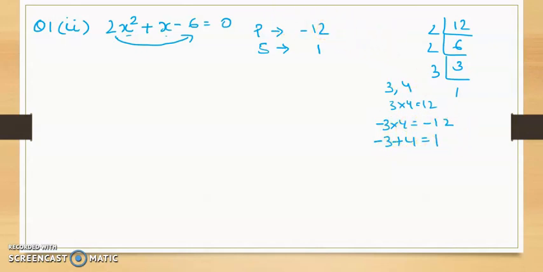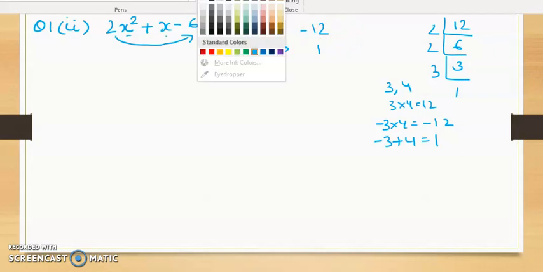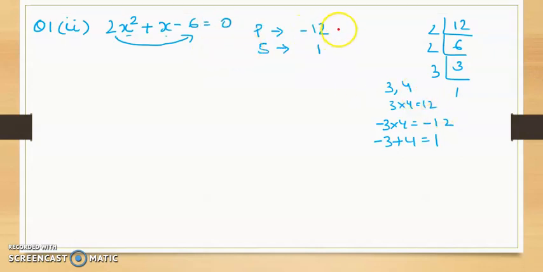Let me change the ink. Product minus 12, and if I take any two numbers whose sum is 1, say minus 3 plus 4 is 1. So the numbers we will take are minus 3 and 4x. So I will write this equation now as 2x square plus 4x minus 3x minus 6. Plus and minus, so plus x, correct. If I multiply them, plus 4x into minus 3x, minus 12, correct.